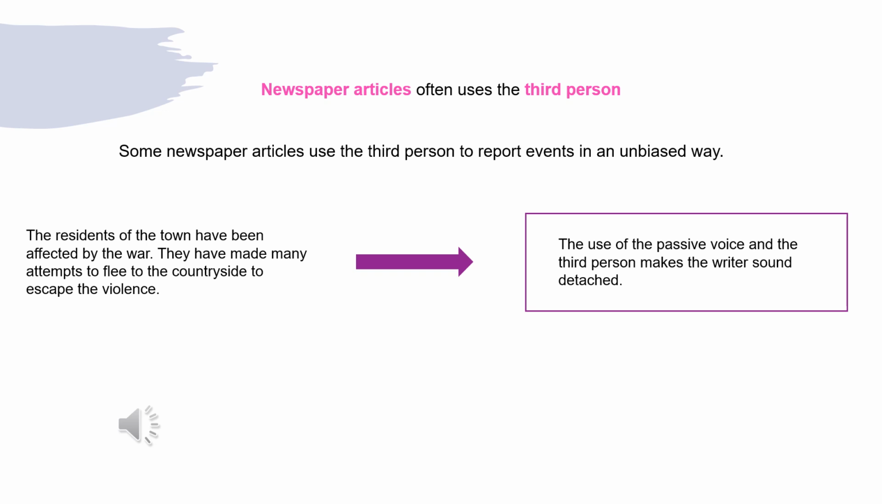The residents of the town have been affected by the war. They have made many attempts to flee to the countryside to escape the violence. We can see in this piece of writing the use of the passive voice, and the third person makes the writer sound detached.